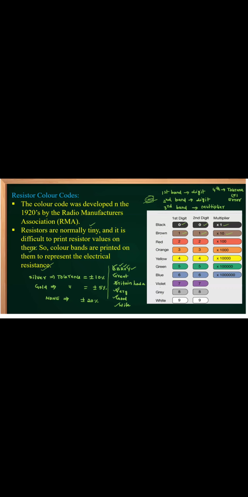Now see how to calculate the resistance based on the color code. Why do we go for this color code, friends? If resistances are very small in size, printing the values on that small size is very difficult. That's why we go for the color coding. Then according to the given color coding, you have to calculate the resistance values.